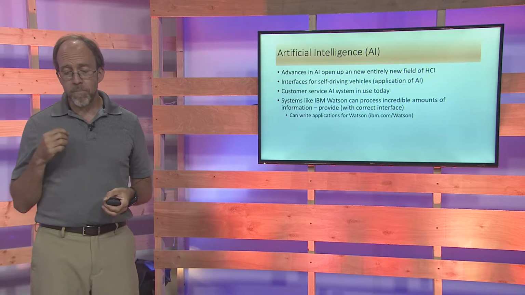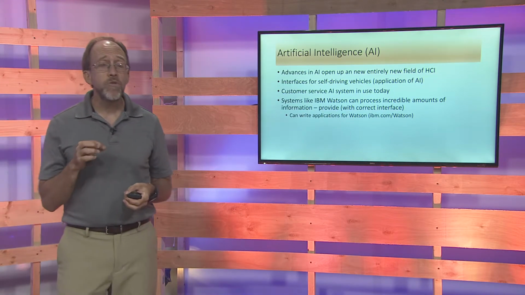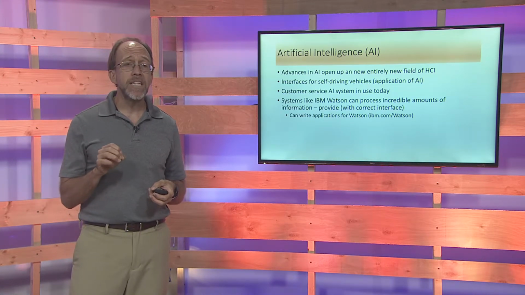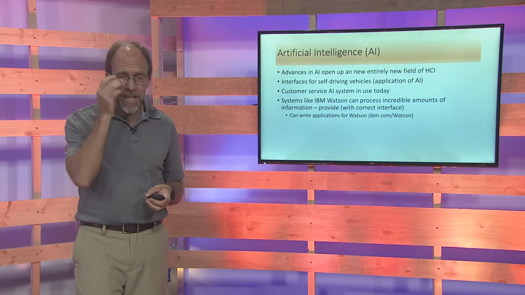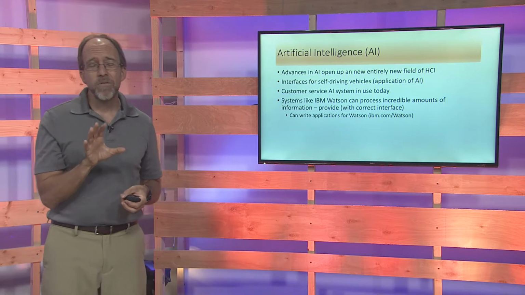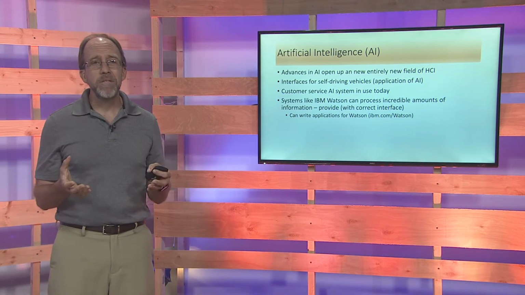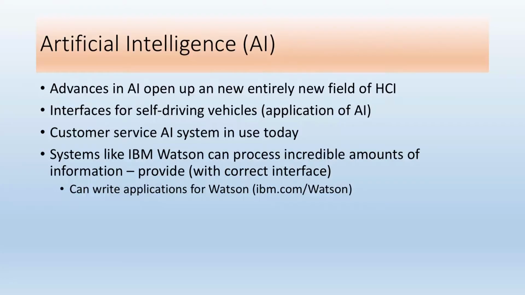Then add in the ability to process at a level that you couldn't process before. Saying that machines understand something isn't really a true reality. Machines don't understand anything, but machines are able to process and provide feedback to users to give the appearance of understanding, and that is artificial intelligence. You just think that the machine's understanding it. So machines like IBM Watson.